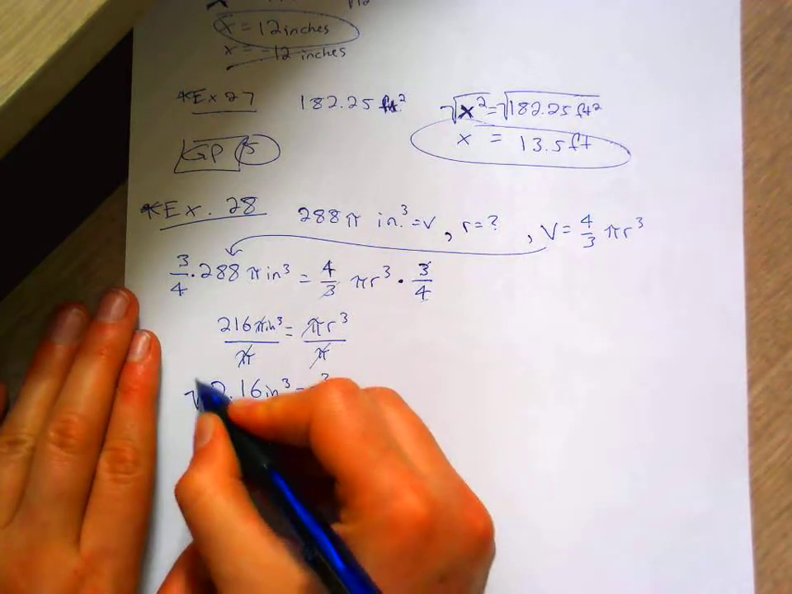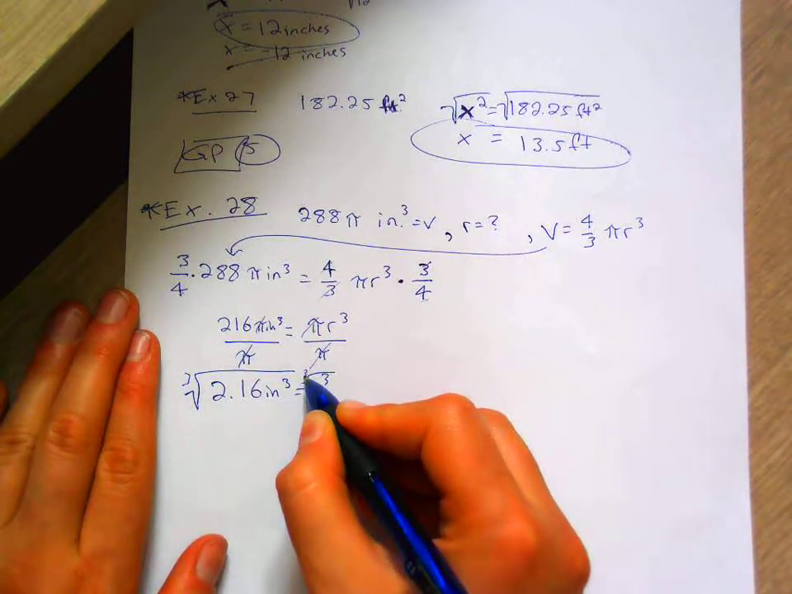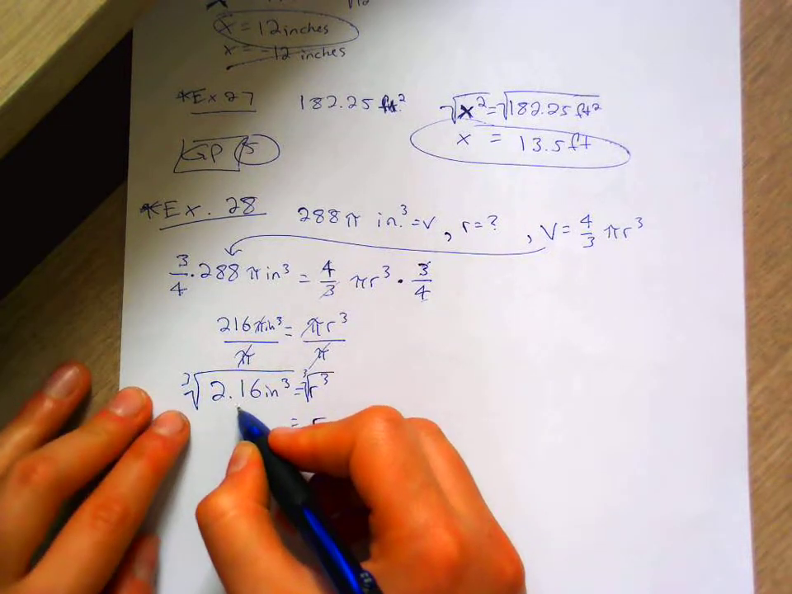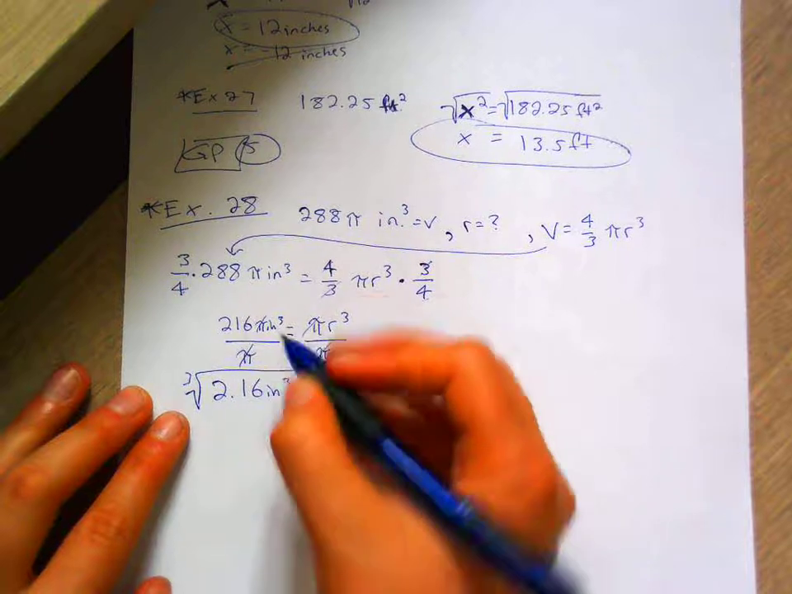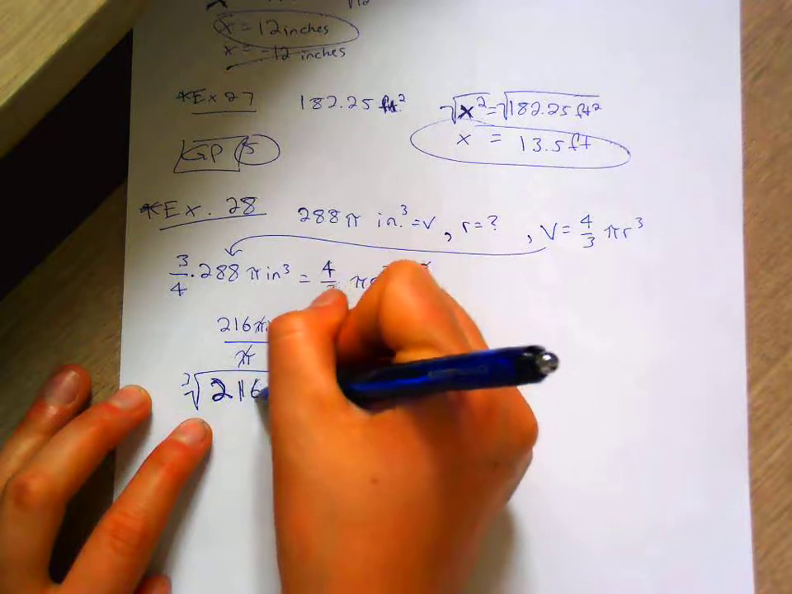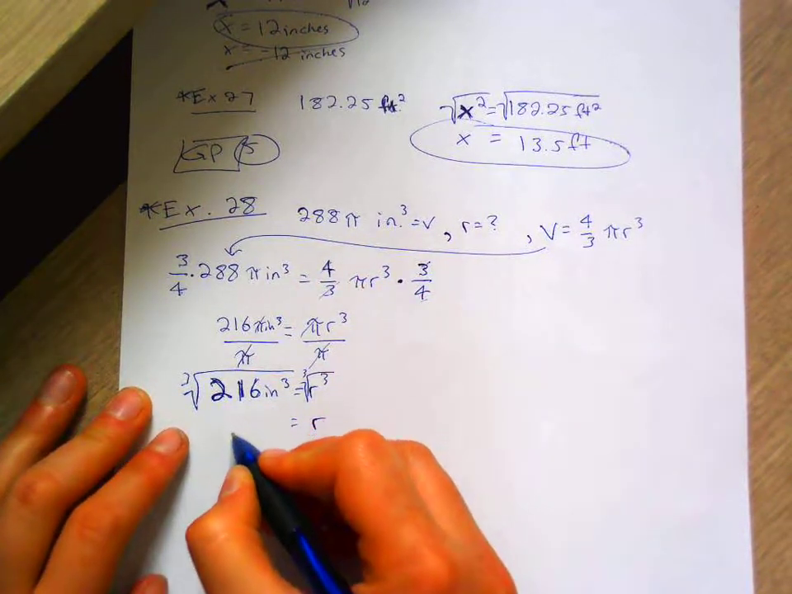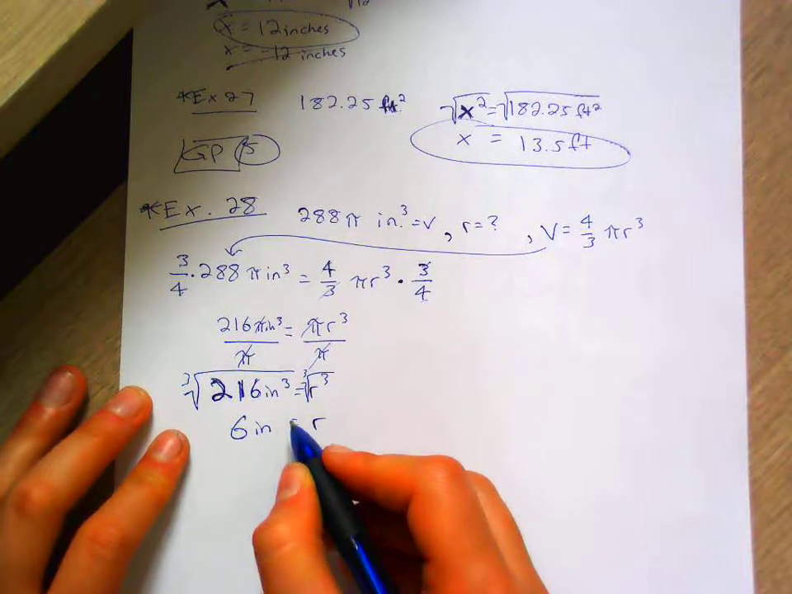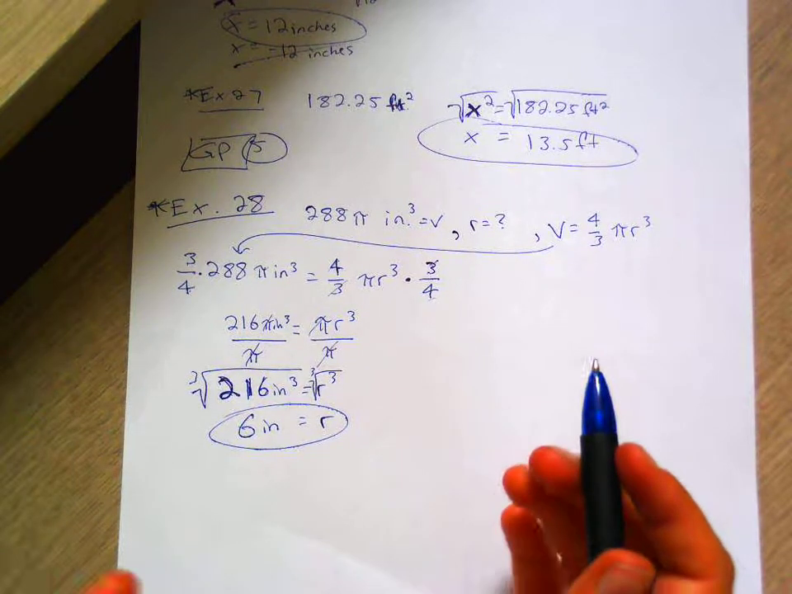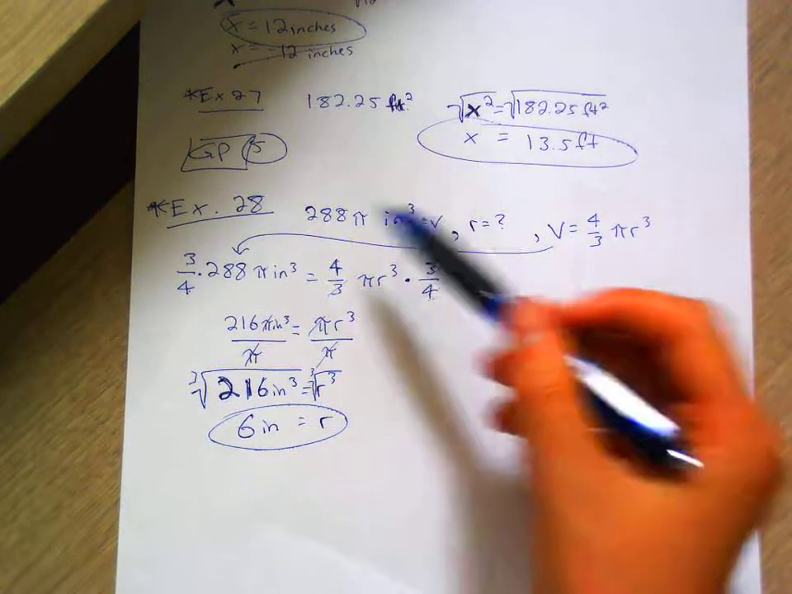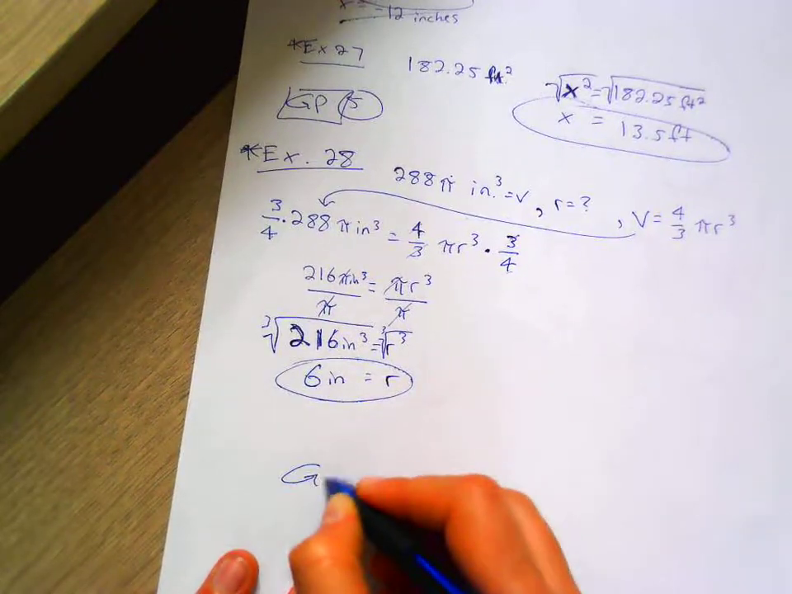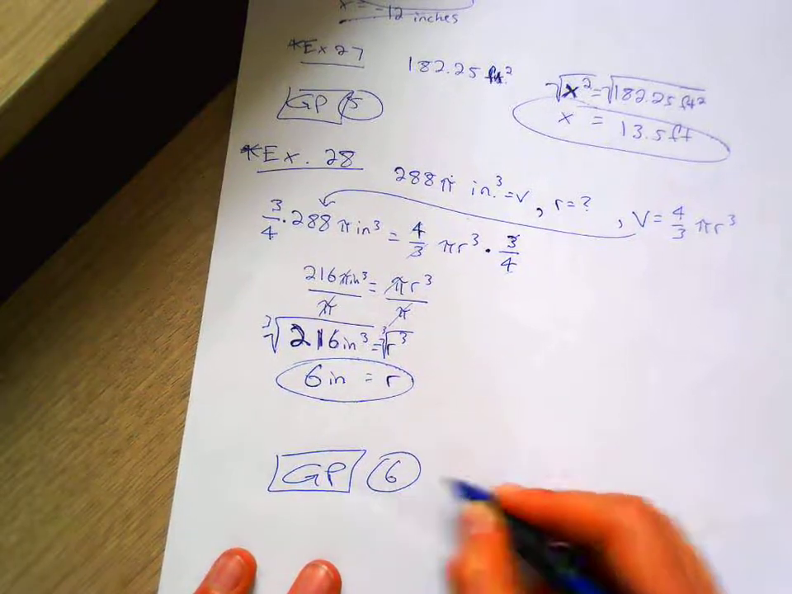Now you just have to find the cube root of each side. The cube root of r cubed is just r, and the cube root of 216 inches cubed is 6 inches. So the radius of the ball is going to be 6 inches. Using the approximate value of pi, you could have found something out here, but our pi canceled, so we didn't even have to enter that into the calculator. Now go ahead and try guided practice 6 and 7.